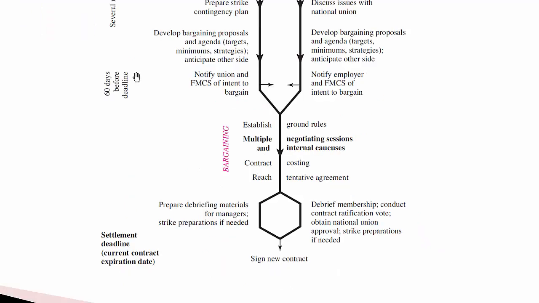60 days before the end of the current contract, or 60 days before the strike deadline, both parties must notify the other party and the Federal Mediation and Conciliation Services of their intent to bargain. So they must notify each other that they're ready to start, and they must notify the Federal Mediation and Conciliation Services that bargaining is going to begin.